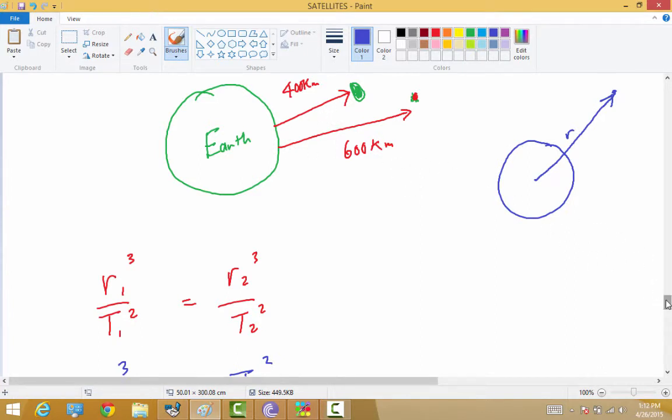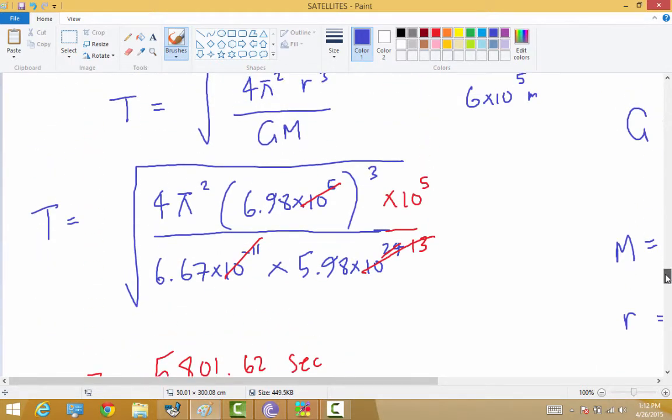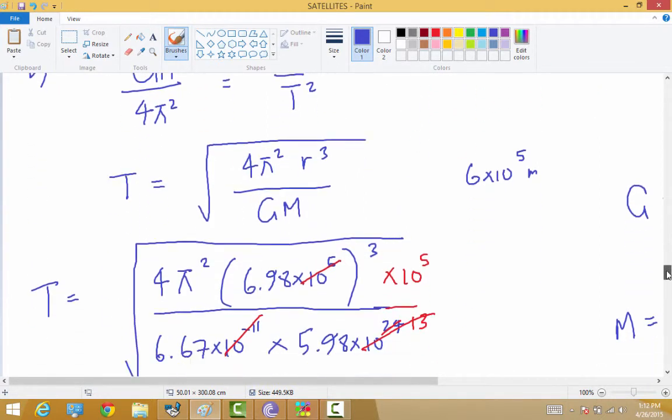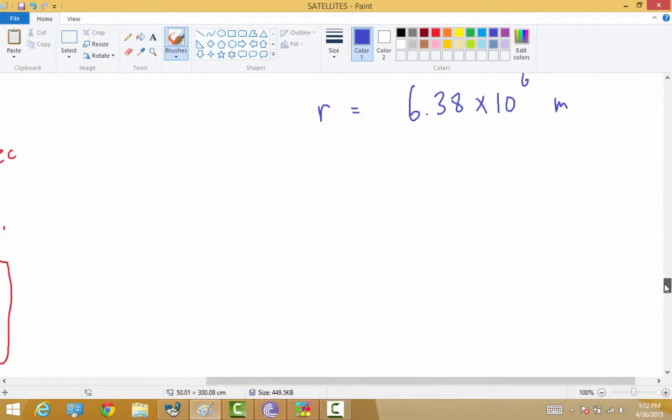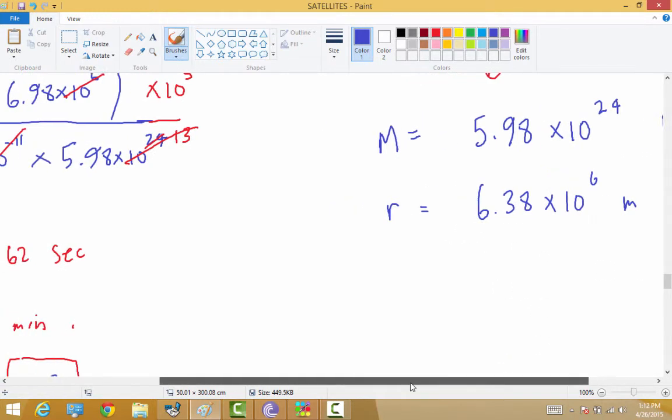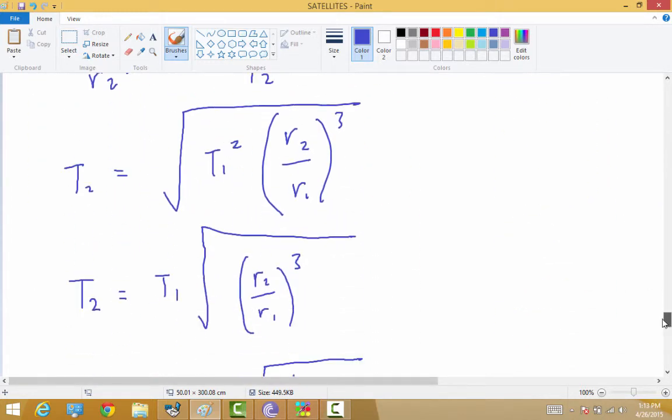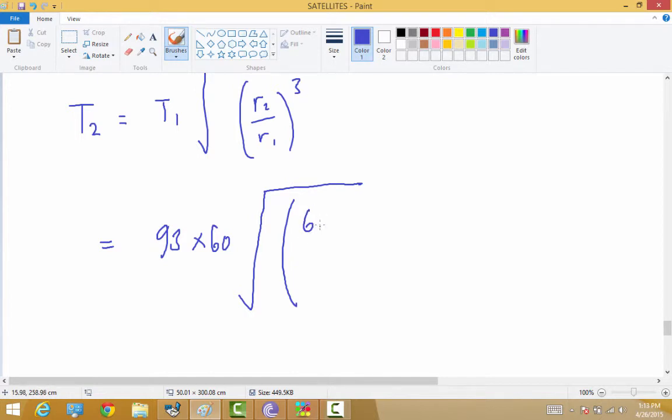So radius 2 is the radius of the Earth plus the distance where the satellite will be. The radius of the Earth we said over here: 6.38 times 10 to the 6, plus the distance where the satellite will be, which is 600 km, so 6 times 10 to the 5.